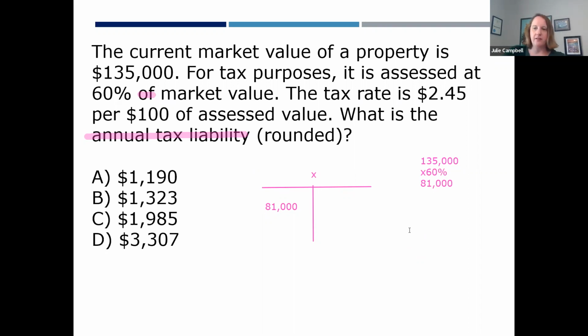Then I have a tax rate of 2.45 per 100. 2.45 divided by 100 gives me a rate of 0.0245. The up down line means multiply. So when you take 81,000 times 0.0245, I get annual taxes of C, $1,985.